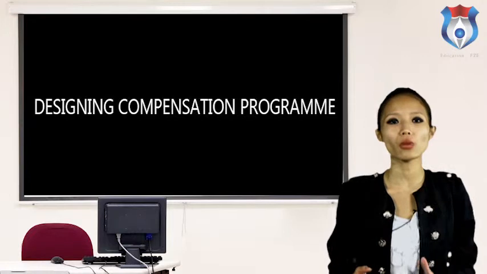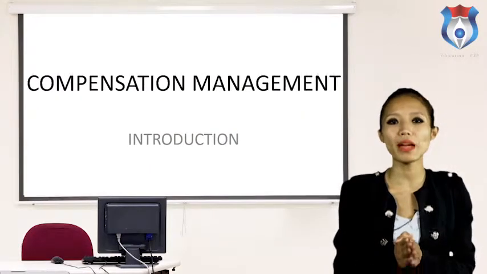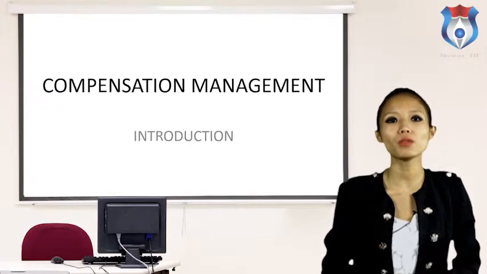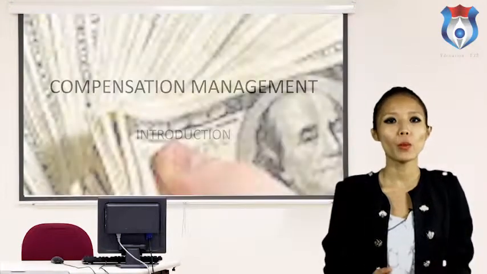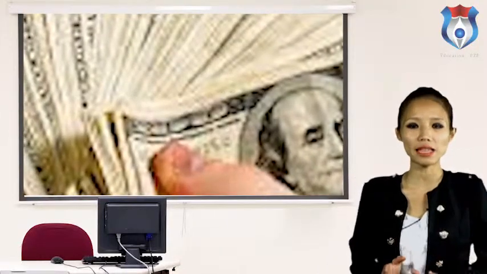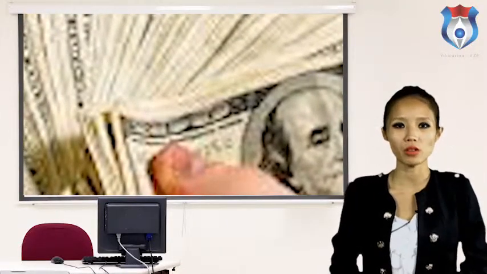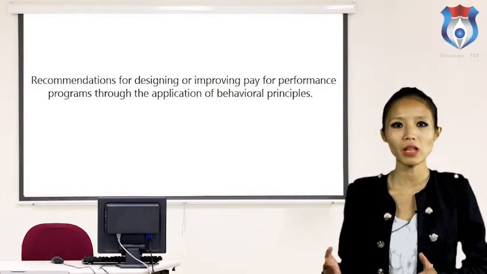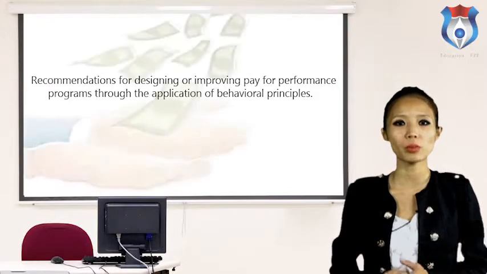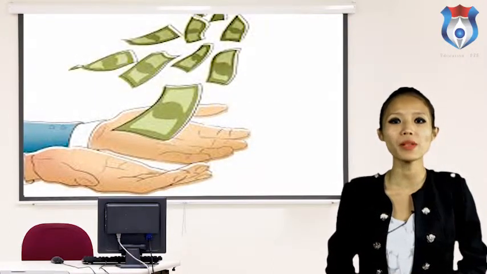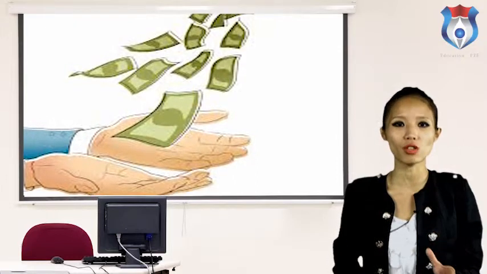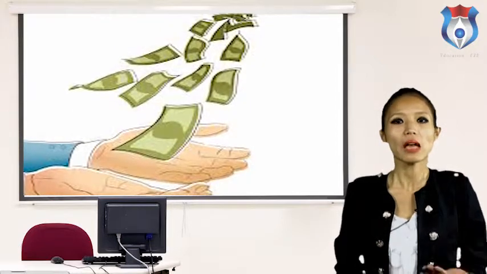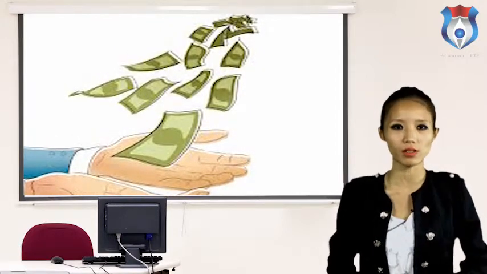Designing a compensation program. A compensation program that will actually improve and sustain key employee performance must conform to behavioral principles. Wages and salaries generally operate as negative reinforcers rather than positive. Here are recommendations for designing or improving pay-for-performance programs through the application of behavioral principles. Replace subjective performance measures with objective performance measures. Paying someone for being cooperative fails to specify or direct the employee to reduce true business results.